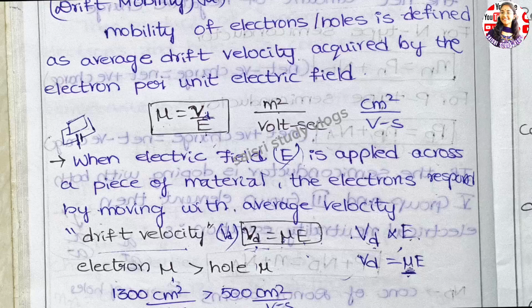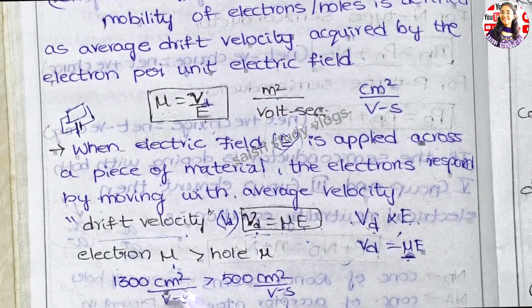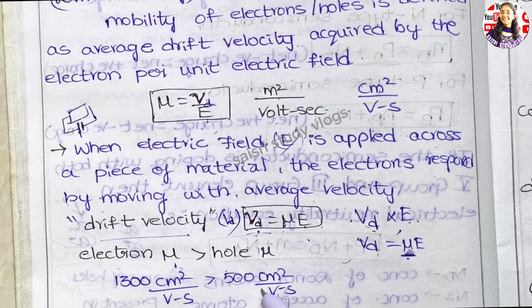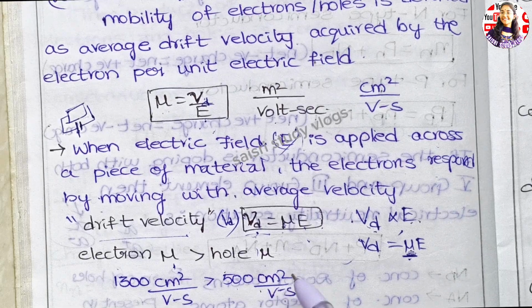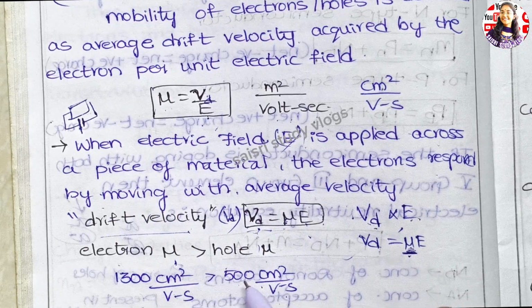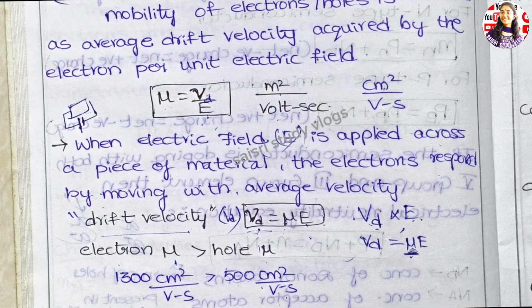This we have already seen in the differences, that is 1300 centimeter square per volt second for electrons and 500 centimeter square per volt second for holes. These values are for silicon and this will be different for germanium.